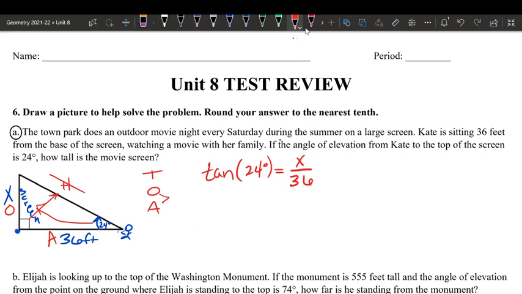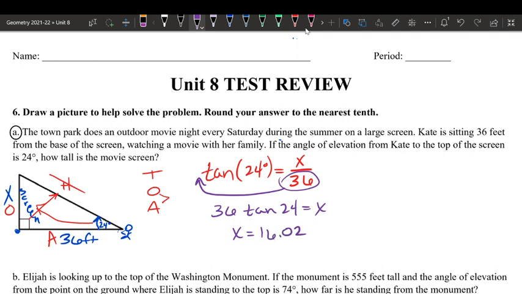When there is a number in the denominator, you just take the number and move it in front of the trig function. So 36 tangent 24 equals x. So x is 16.028, and this says to round to the nearest tenth, so it's 16.0. So how tall is the movie screen? 16.0 feet tall.